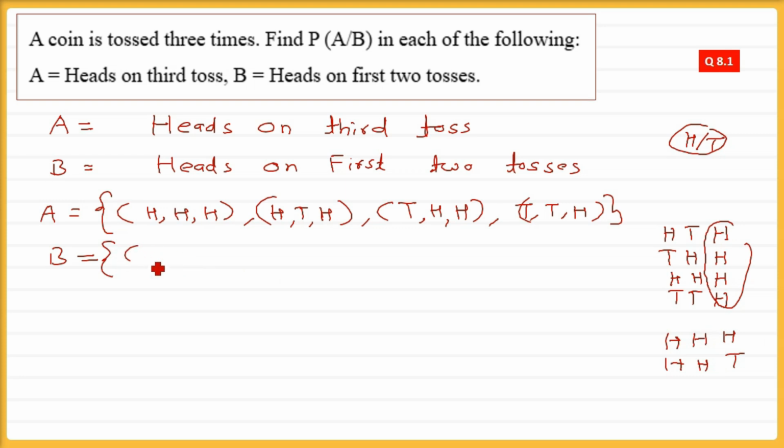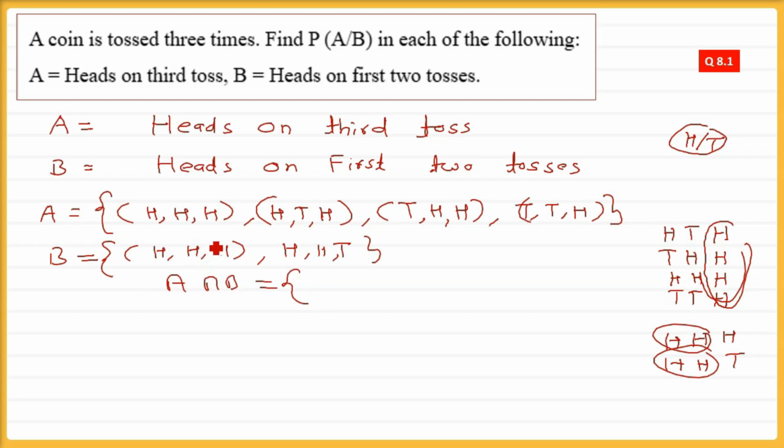So this B event will have these contents, HHH and HHT, that is head, head, head, and head, head, tail, because the first 2 tosses have been fixed as heads. Now what is the intersection between A and B? You just have to find the common element of these 2 sets. So HHH we got, so just write HHH.